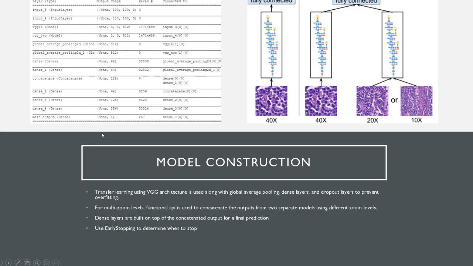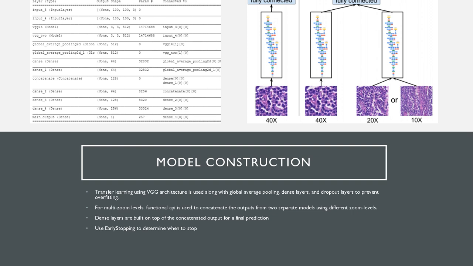So how are we building our models? This is an example output from a two zoom level model. It looks a little bit complicated, but essentially what we have is two separate VGG architecture models in parallel. One makes predictions on zoom level 3, another makes predictions on zoom level 4, and their outputs are concatenated. We use those as the features for these final dense layers, and finally we make a prediction at this last layer. We're using the functional API to accomplish this.